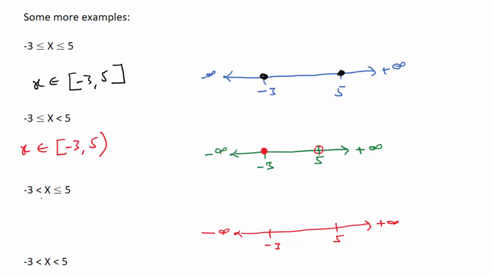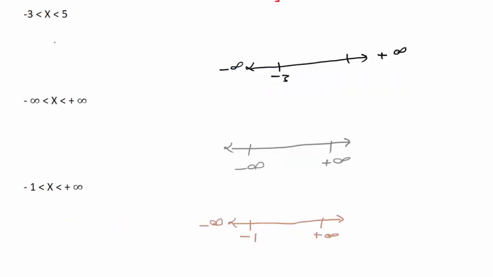It says that x is greater than minus 3 and less than or equal to 5. So since x may be equal to 5, we will put a darker circle on 5 but a hollow circle on minus 3 because that is not included in our solution set. And in the interval format we will write x belongs to an open round bracket on minus 3, comma, closing square bracket on 5 because that is included in our solution set. Let's see some more examples.